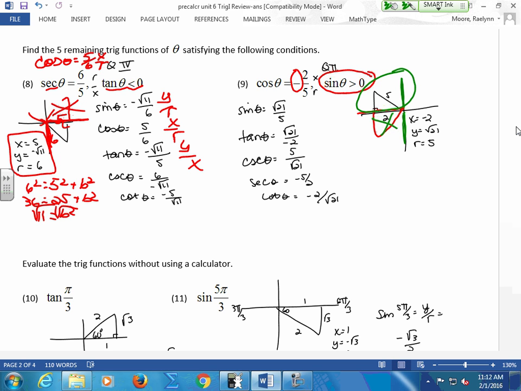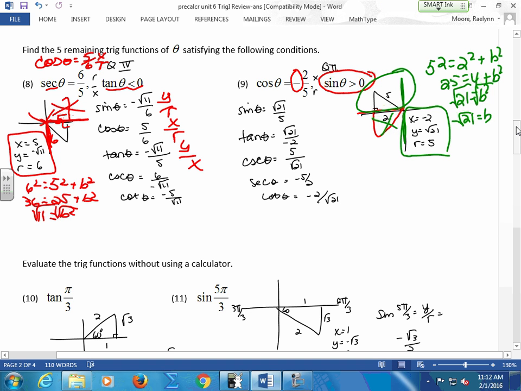So I label my parts, x over r, I find my missing part. I don't have any perfect squares in 21. I set this up. Now in this quadrant, use your grid. Your x is negative, your y is positive. And that'll help you figure all your signs as well. Then take your reciprocal.